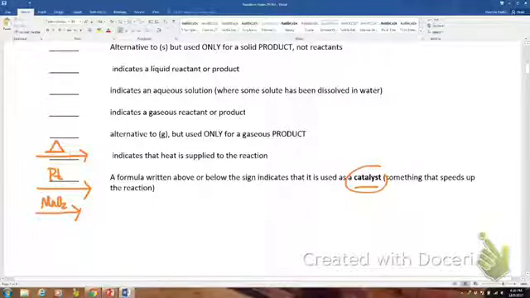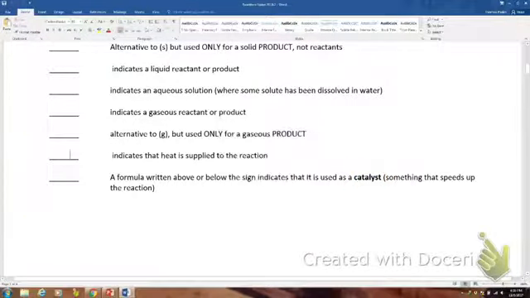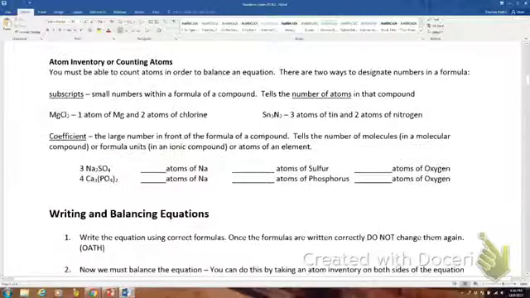So now let's look at how we're going to make sure we do an atom inventory count. Sorry about this, I could not find my PowerPoint, and so we're just going to do it the old-fashioned way.